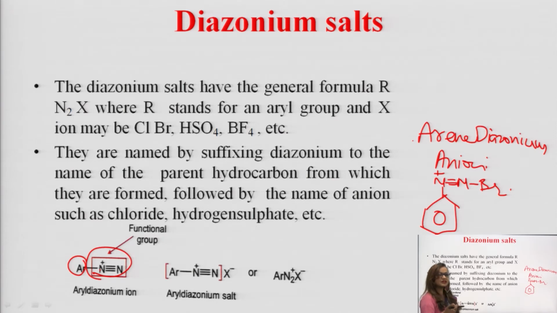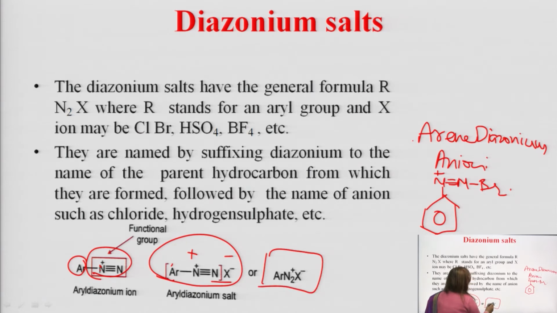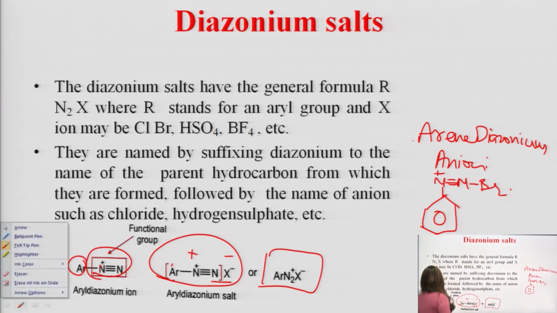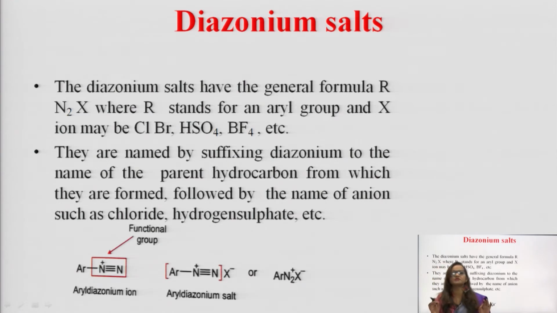Why we are saying it is an ion? Because it is having a positive charge, no anion is there. Now it becomes a salt because a positive as well as negative charge both are there, so it becomes aryl diazonium salt, or the general formula we can write as ArN2+ X-. So I think that you have understood what is diazonium. Again I am repeating, diazonium is nothing but N2, N triple bond N, and if it is attached with any anionic group, then it becomes diazonium salt.